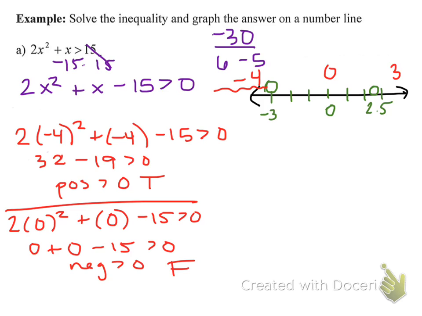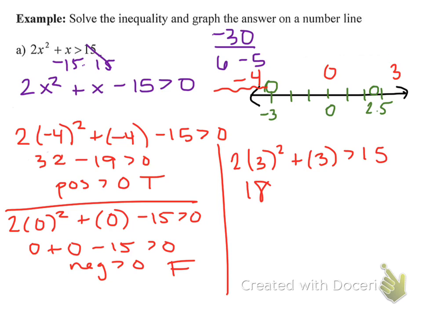So just for sake of showing you, let's test 3 in the original equation rather than the one with the 0. So if I plug in a 3 into the original equation, I have plus 3, but now we're comparing it to 15 rather than 0. So you can use either one of those equations. Just make sure you think about which value you're comparing it to, whether it be 0 or the original. 3 squared is 9 times 2 is 18 plus 3.